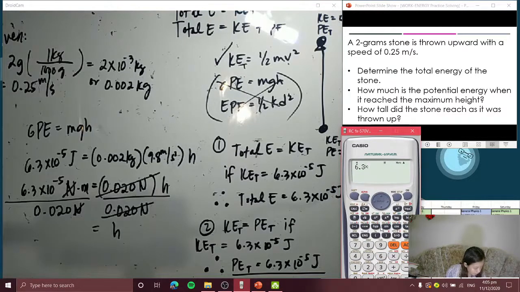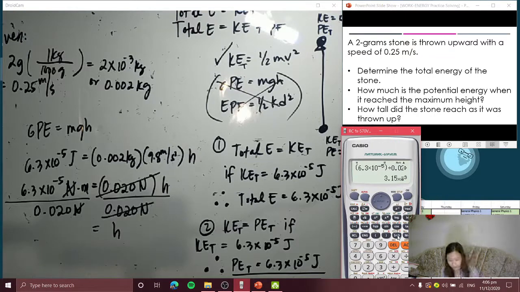Times 10 to the negative 5th. Okay, so let me have here first the parenthesis. Sorry, I forgot to write the parenthesis. You need to use parentheses whenever you divide by a value in scientific notation, so that you will not get a wrong answer. Divided by 0.020. There.